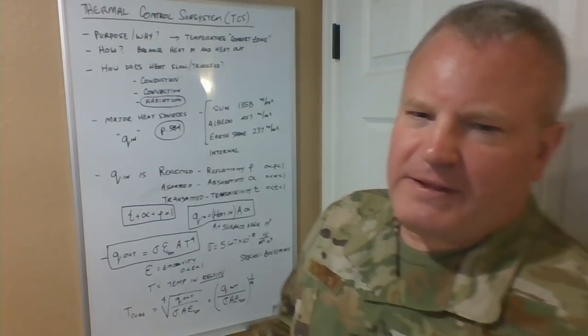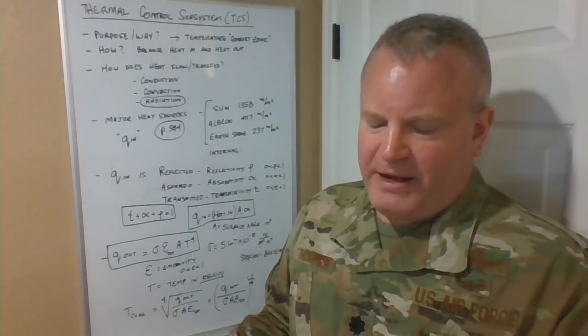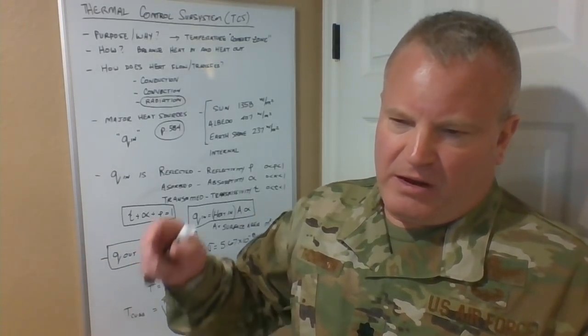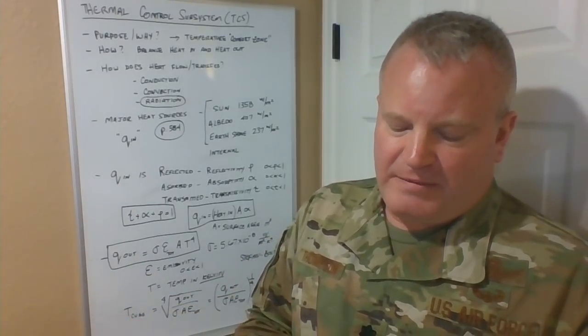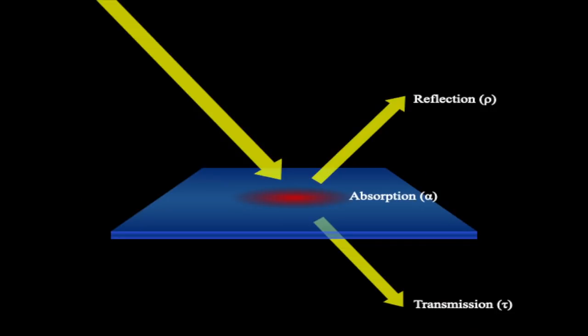So we have all these sources of heat coming into our spacecraft. Not all of that heat energy is actually absorbed into our spacecraft. Some of it could be reflected, some of it could be absorbed, or some of it is just transmitted. In other words, just passed right on through and re-radiated by the object. So we have some coefficients that we use to quantify those different properties.